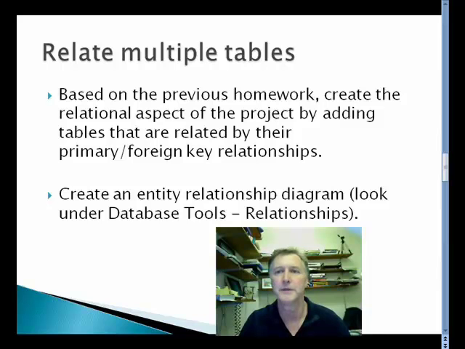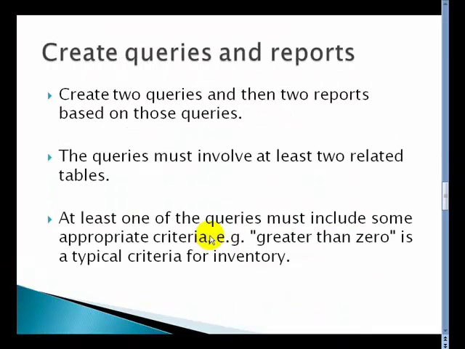Then the next assignment is to relate these multiple tables that you'll create. So you've created one Access table, and you get it. Okay, now create some more, and then relate them together. And do this using this entity relationship diagram. This is called an ER diagram, and there are examples in the book, at the back of the book. And I've posted videos on how to do this as well.